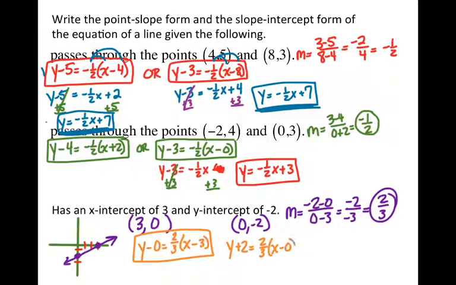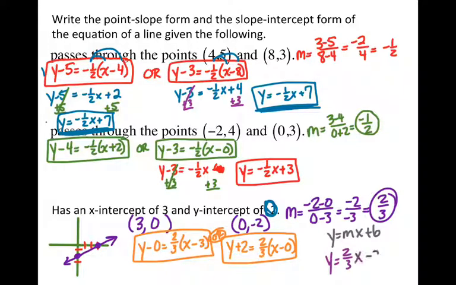And then, if you're going to write your slope-intercept form, because that's our next step, either answer there would be your point slope. So for slope-intercept, y equals mx plus b. And m is your slope, and b is your y-intercept. But I actually know my y-intercept. My y-intercept is negative 2. So I can just write that in there. 2/3 is from my slope, and my y-intercept was a negative 2.